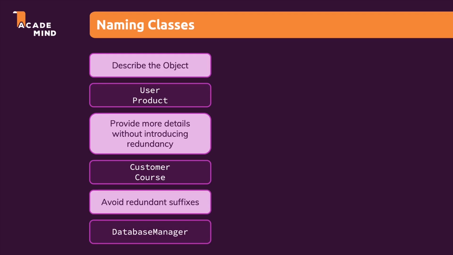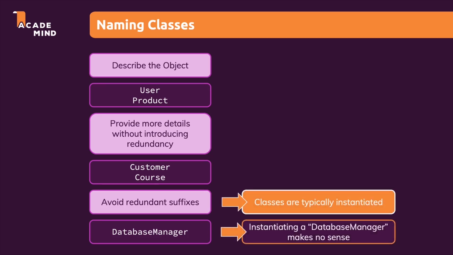You can also use more than one word for class names, but you should avoid redundant suffixes, like database manager. It can be intriguing to sometimes use names like this, but always consider that classes are typically instantiated. And if you do that, what is the instance of a database manager? If that's a person in your company, the manager who manages all the databases, it maybe makes sense. But if it's an abstract thing in your code, which just manages all the databases your application uses, there might be a better name available.